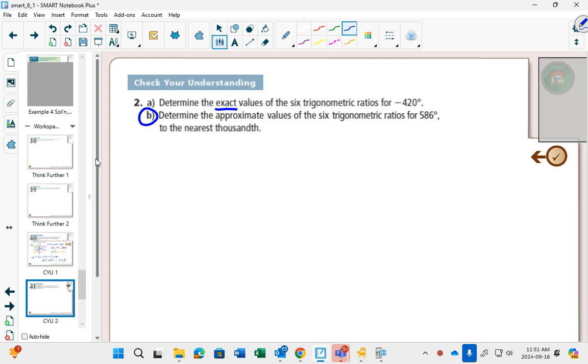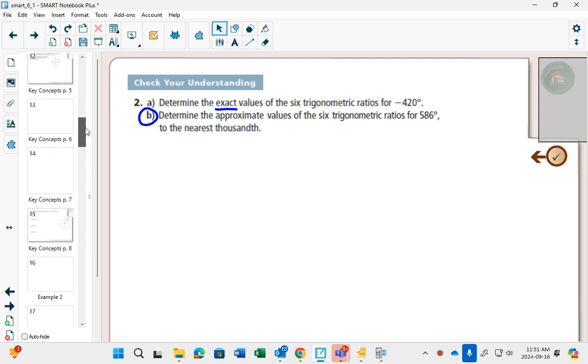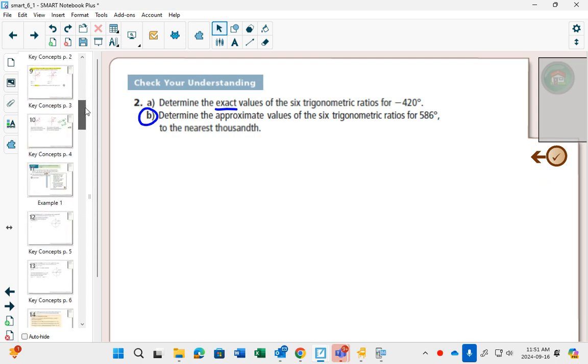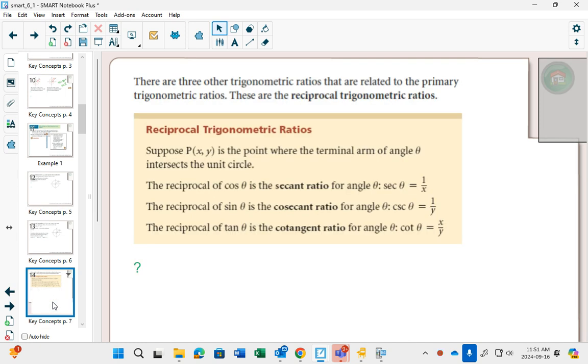Okay? But we are going to do approximate values of the 6 trigonometric ratios, and you're like, 6? I thought there was only sine, cosine, and tangent. What are the other 3? Well, if you turn back a page, there we go. They introduce 3 new trig functions for grade 12. They are the reciprocal trig functions. So the reciprocal of cos is the secant.